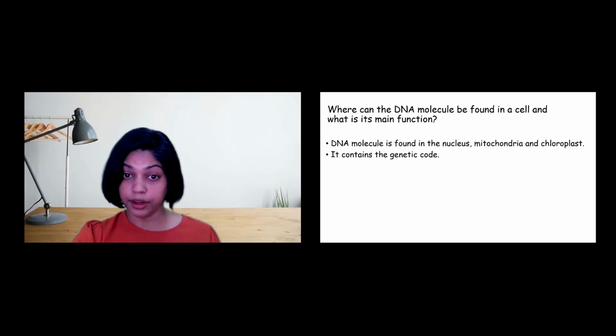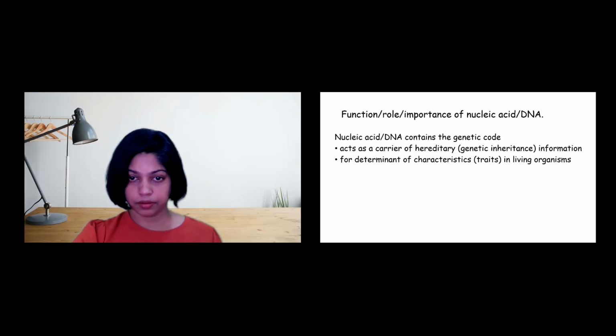The nucleus contains most of the cell's DNA, while mitochondria and chloroplasts contain only their own DNA. The DNA contains genetic code. The genetic code carries hereditary information. This determines the characteristics of each living organism.